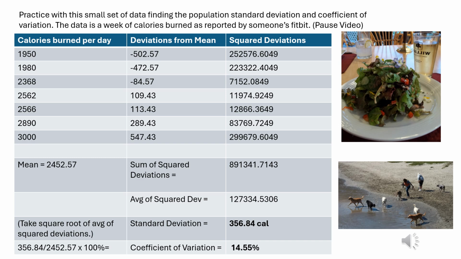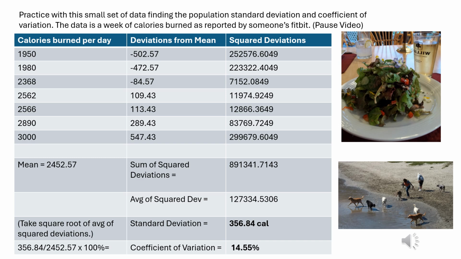356.84 calories. So notice our calories were all in the thousands, close to 2,000, and our standard deviation is only 300 and something. So when we find our coefficient of variation, we only get 14.55%. So this set of data is much less varied than our previous set of data. Our coefficient of variation for the previous data was 72%. That data was much more widely spread out.